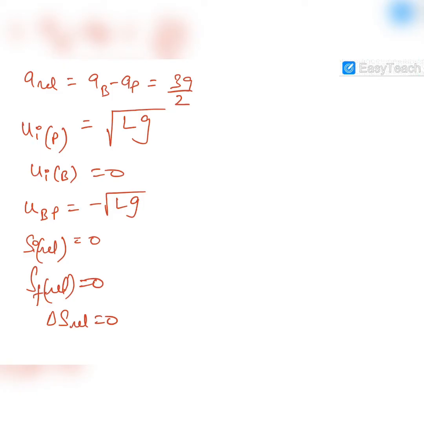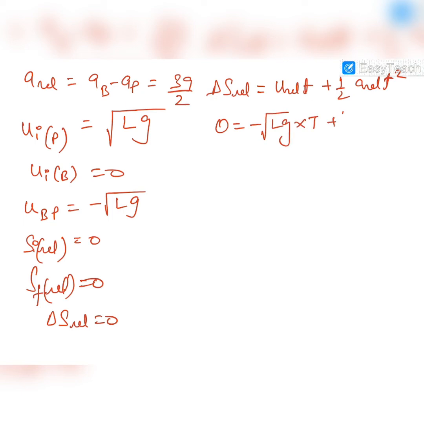So we are finding out the time in which this ball will overtake the pulse. So we are using delta S relative is U relative T plus half A relative into T square. So S relative is 0, U relative is minus of root Lg, T is the time, plus half into 3 by 2 g into T square.